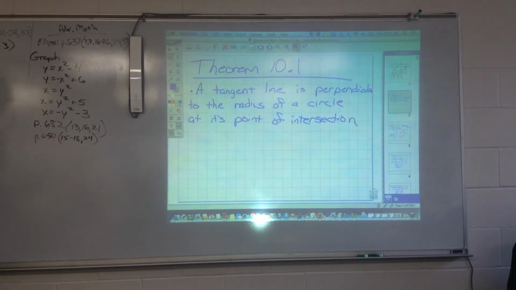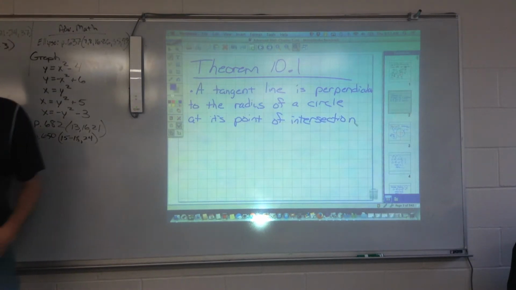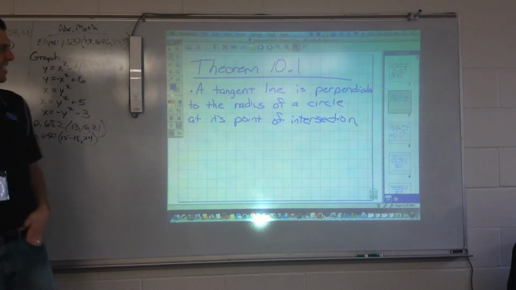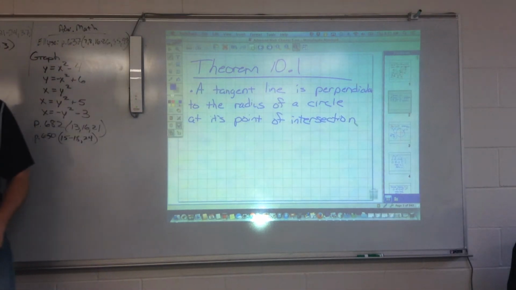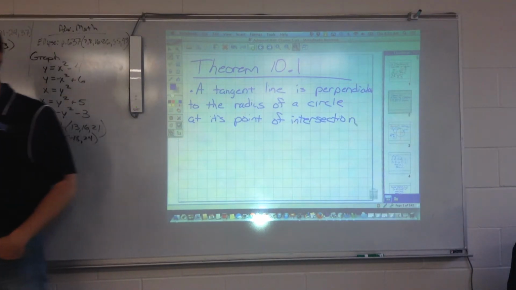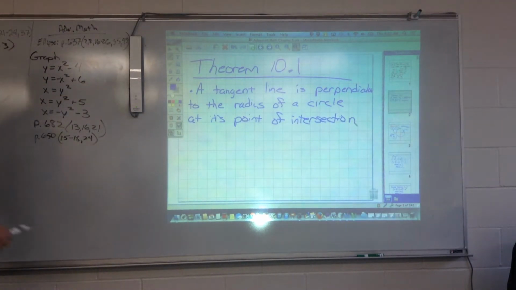The first theorem that would be good to know, the book calls it Theorem 10.1. I don't care that you know the number of it, but just so you know where I'm coming from in the book. Basically, in a nutshell, it says a tangent line is perpendicular to the radius of a circle at its point of intersection. Alright, so a little picture to go with that.